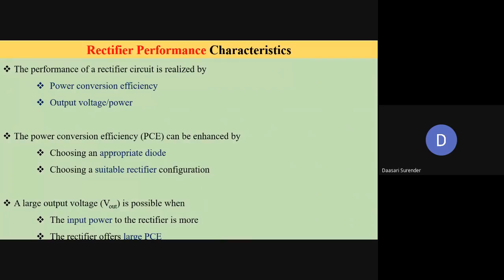Next is the performance characteristics of the rectifier. The performance of a rectifier is usually realized by the power conversion efficiency of the rectifier and the output voltage delivered from the rectenna. The power conversion efficiency of the rectenna can be increased by choosing an appropriate diode and a suitable rectifier configuration for the conversion process. And the output voltage from the rectenna can be increased by increasing the input power to the rectifier when the rectifier offers large power conversion efficiency.